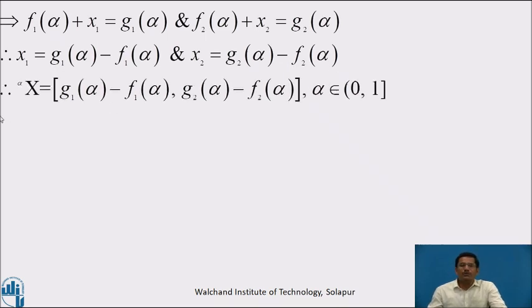Now substituting the values of x1 and x2 in the definition of alpha cut of x, we get this new expression for alpha cut of x, where alpha belongs to open 0 to closed 1.